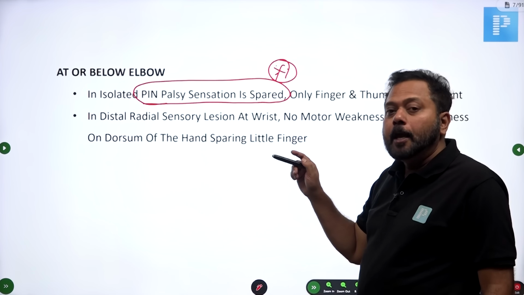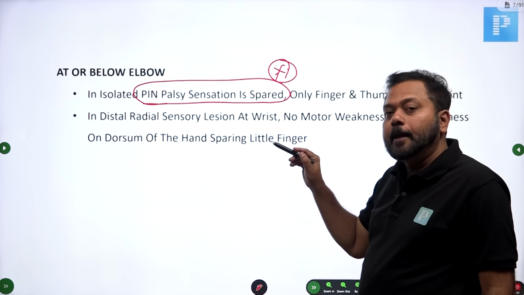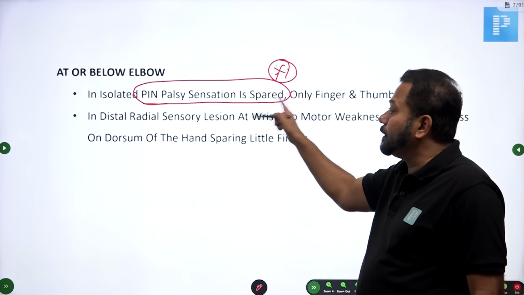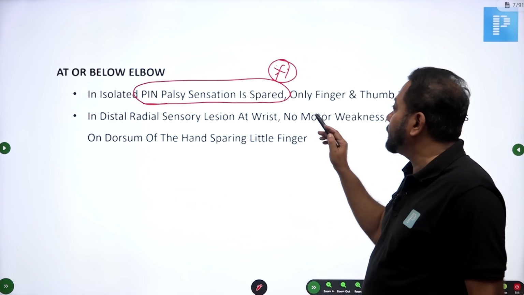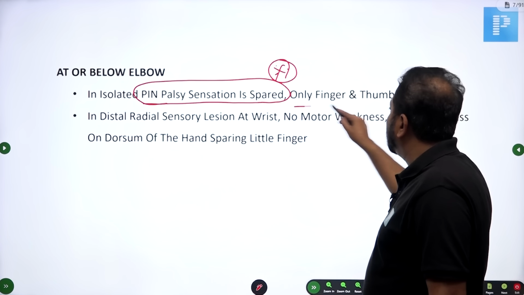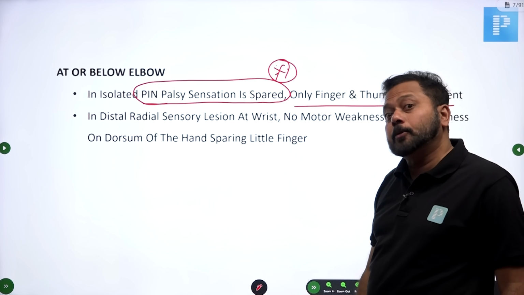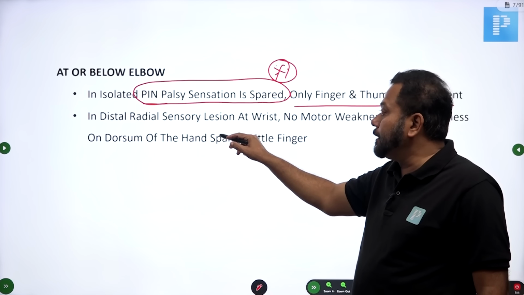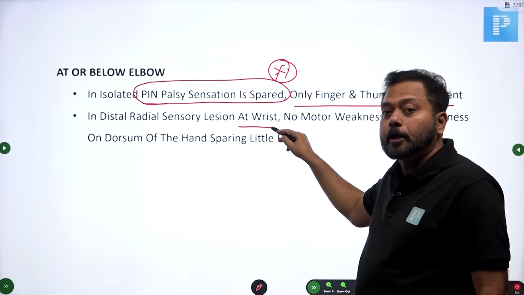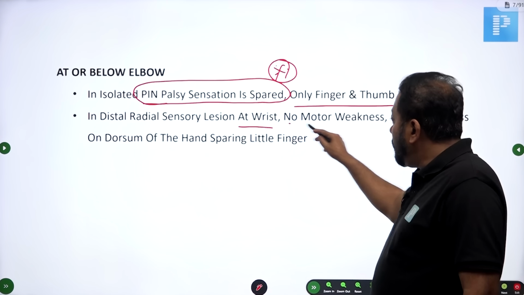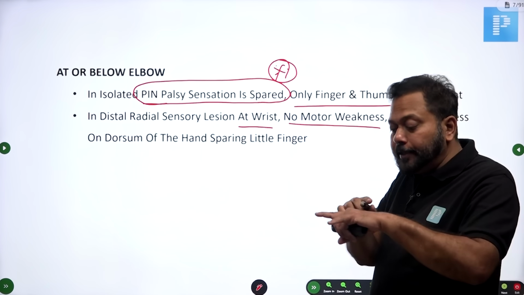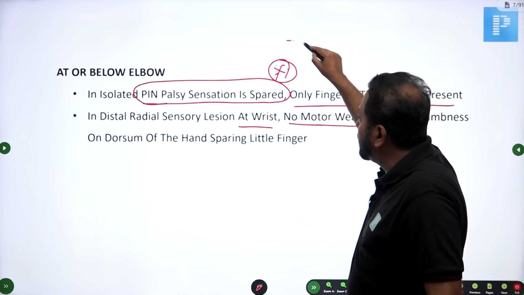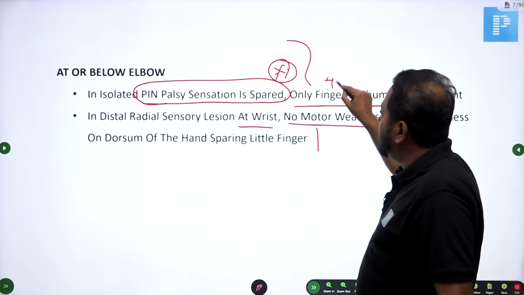They may ask about posterior interosseous nerve palsy, specifically, and if they ask, sensation is spared. This is the point I want to stress. Only finger and thumb drop will be there. Sensation of the dorsum of the hand is preserved. In distal radial sensory lesion at the wrist, this is called Wartenberg syndrome. No motor weakness. Already I told you, only sensation is lost. These two things are exceptions, so kindly concentrate.